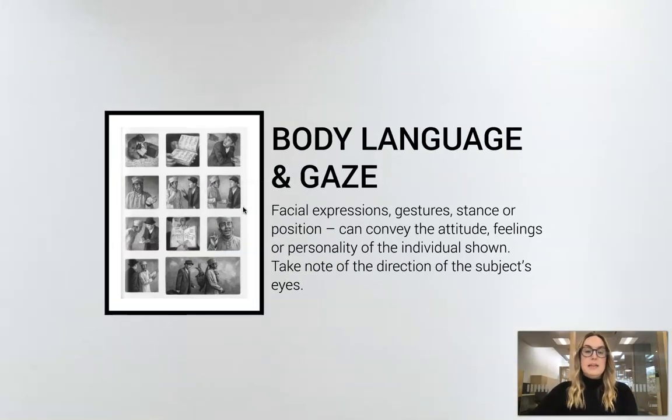The next one is body language and gaze, and this is really referring to the figures that are within the visual text and looking at their facial expressions or their gestures or how they're standing. And it's really trying to convey attitude, feelings, and personality. A really good one to look at is eyes and their gaze and some of the things that might be trying to be communicated by the illustrator with that gaze.